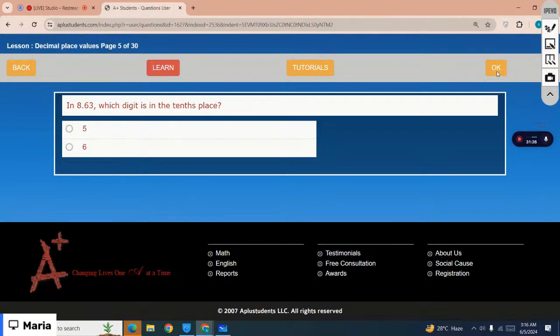In 8.63, which digit is in the 10th place, which is the correct option? Yes, 6 is the correct option. The correct option is 6.